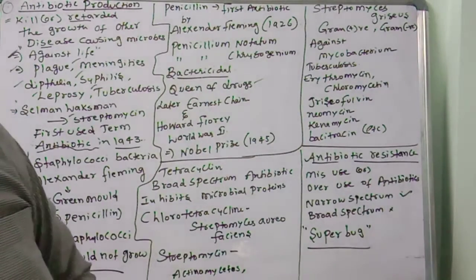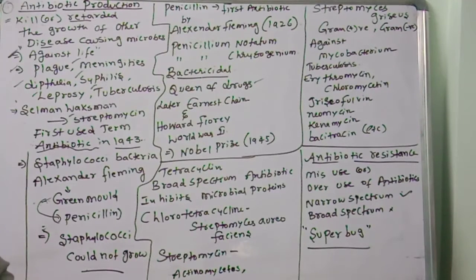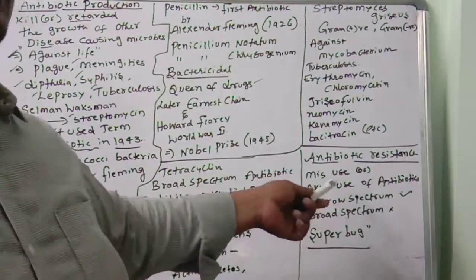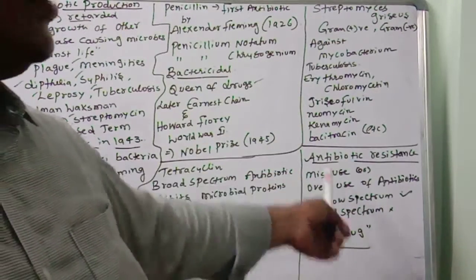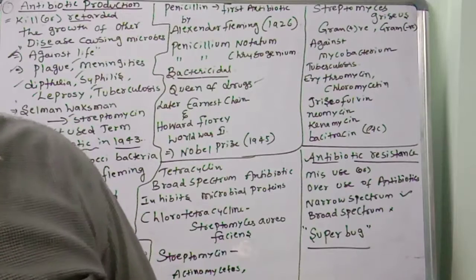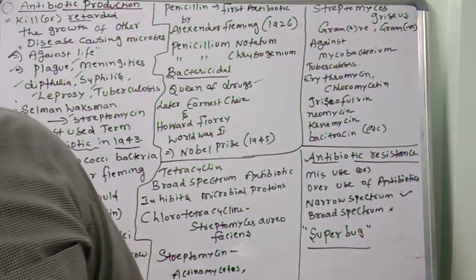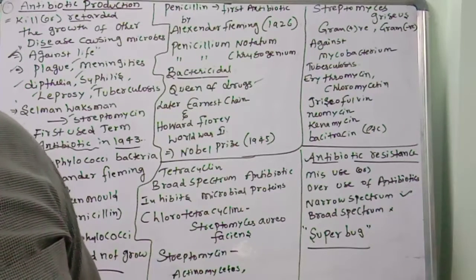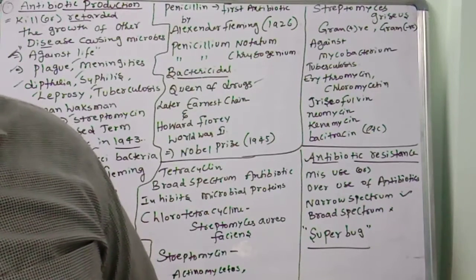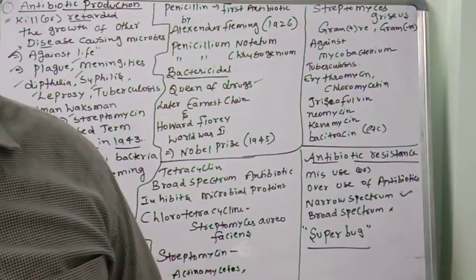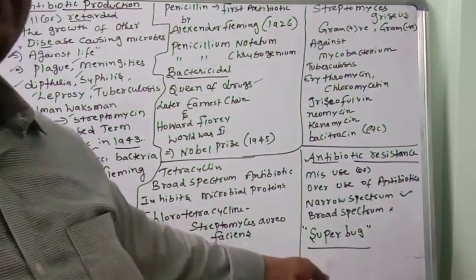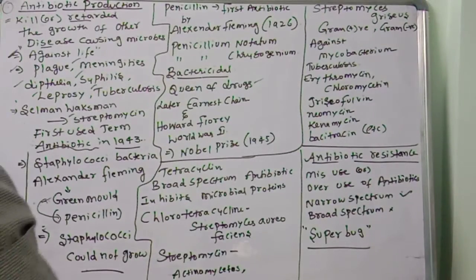Antibiotic resistance: sometimes we misuse antibiotics, and the bacteria get resistance against them. So we should not misuse or overuse antibiotics, and we should use narrow spectrum antibiotics instead of broad spectrum antibiotics. Then we can control the germs and the bacteria cannot get resistance. Next important, the bacteria which got resistance against antibiotics are called superbugs. Okay children, there are some more points about antibiotics.